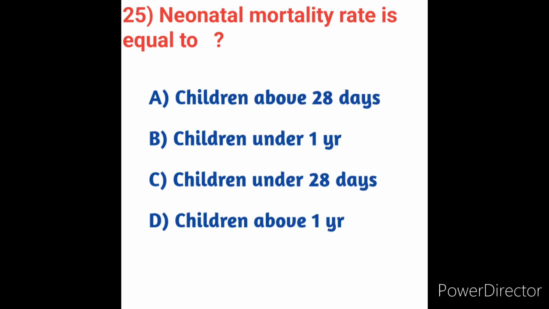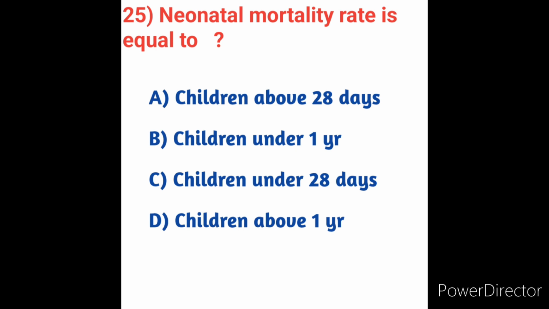Next we will move on to question number 25. Neonatal mortality rate is equal to what? What is the equal for the neonatal mortality rate from the options? Option A children above 28 days, option B children under 1 year, option C children under 28 days, option D children above 1 year. The number of deaths during the first 28 completed days of life per 1000 live births in a given year or other period.